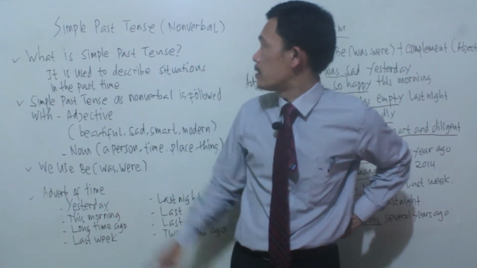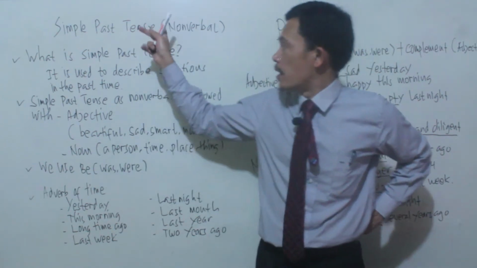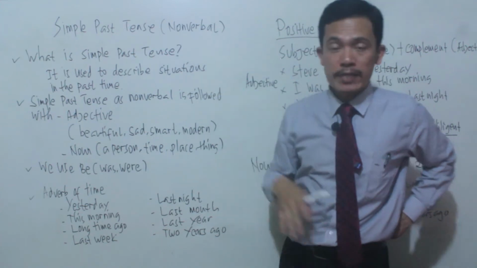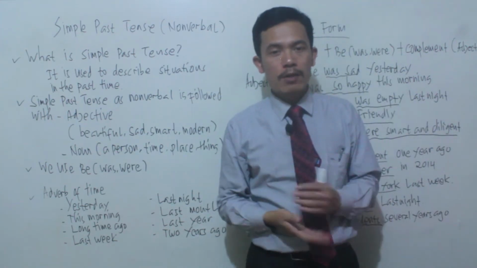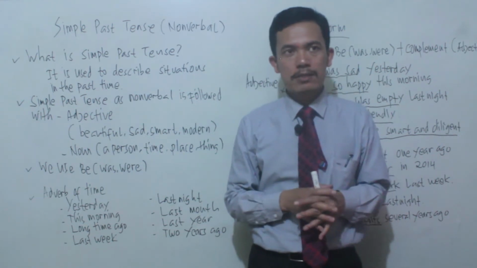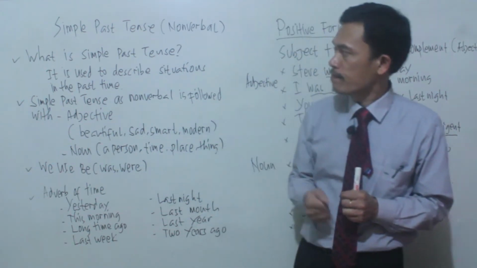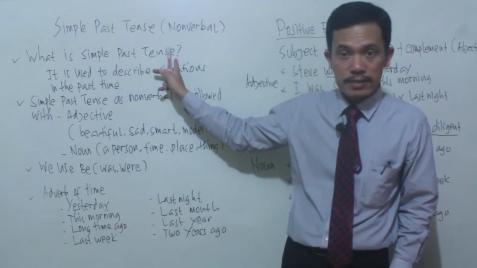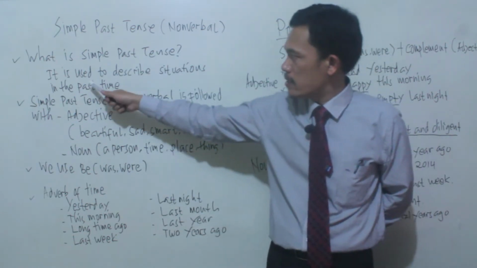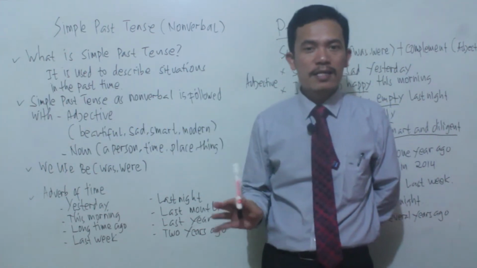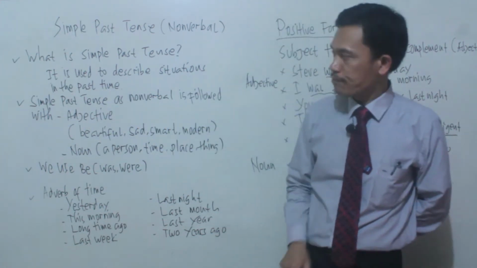We're gonna discuss how to use simple past tense as non-verbal. It means the predicate functions as non-verbal. You know that a sentence can be completed with an action verb and can also be completed with non-verbal. First, we have to break down what simple past tense is. Simple past tense is used to describe situations in the past time, things that happened in the past time.